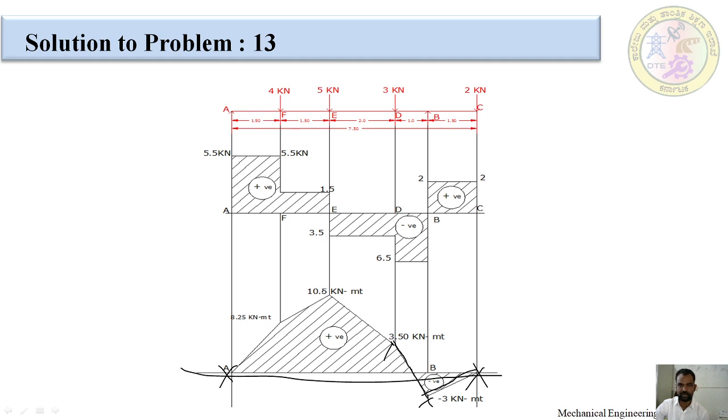How much did we get at point E? 10.5. I am going to join it with a straight line. How much at point F? 8.25. I am going to join it with a straight line. Next I am going to join it with the 0. This is the positive bending moment, this is the negative. This point we call the point of contraflexure. I already discussed it in the previous problem. If the sign in the bending moment diagram changes from negative to positive over the baseline, then the point where the baseline is crossed is called the point of contraflexure.